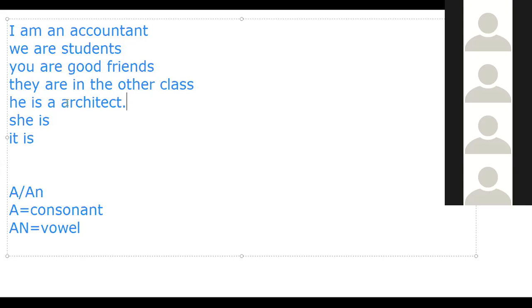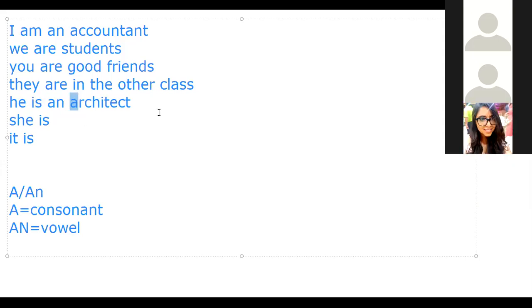Podemos contar uno, dos, tres, cuatro, cinco arquitectos. Yeah, but if it is plural, it will be like this, architects. But in this case, I have singular. Son muchos. Yeah, but in this case, it's an. Remember that the next one begins with a vowel. An architect. He's an architect, right?